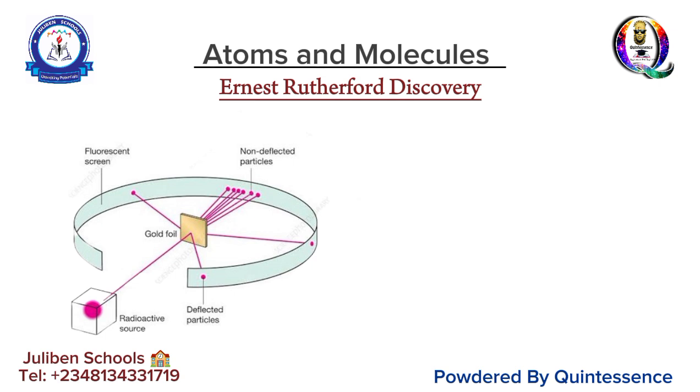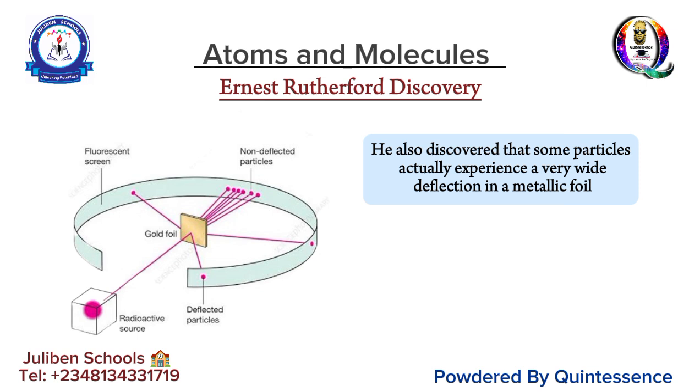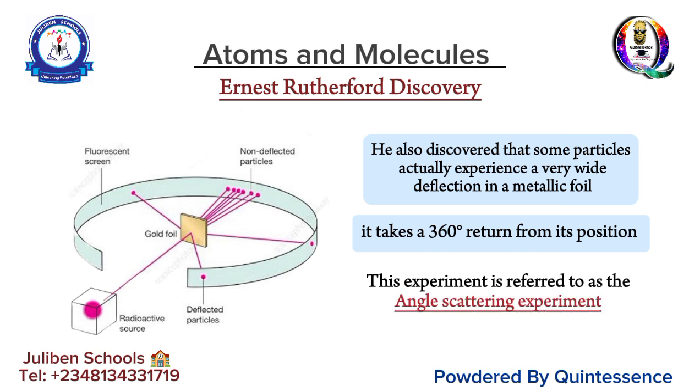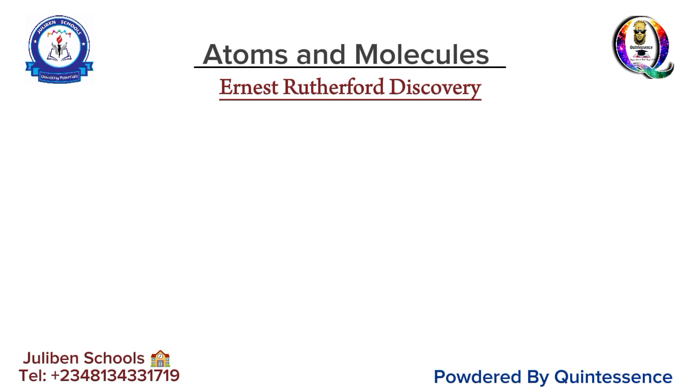Now, as if that was not enough, he also discovered that some particles experience a very wide deflection in a metallic foil, and at times take a 360 degree return from their position. This experiment is referred to as the angle scattering experiment. The simple reason is that the angle at which these rays are scattered tends to be wider in alpha particles. And he now said, this foil has an atom.